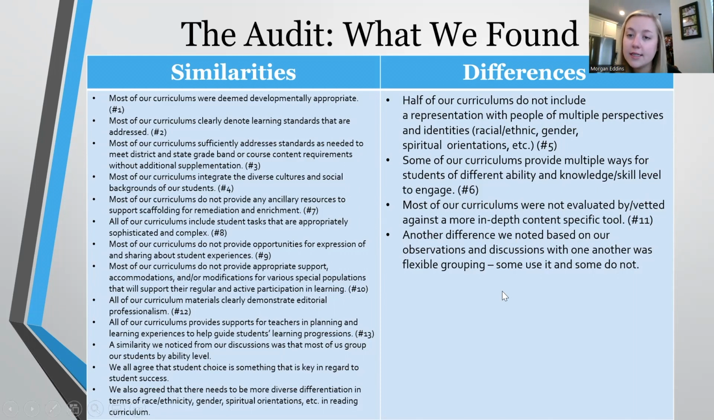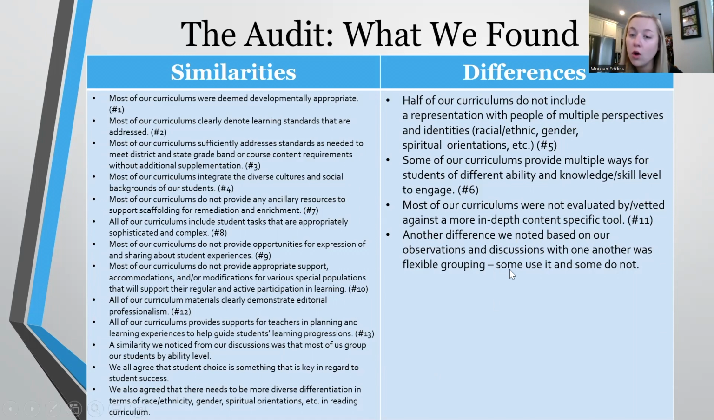If we look at our differences, we saw that half of our curriculums didn't include those multiple perspectives that we were just talking about, that we all agreed were needed in differentiation. Some of our curriculums provided multiple ways for students of different ability and knowledge levels to engage. But some of our curriculums didn't. And that was important, that there were multiple modes of learning within our curriculum to meet all the diverse needs of our students. Most of our curriculums were not vetted against a more in-depth content-specific tool.